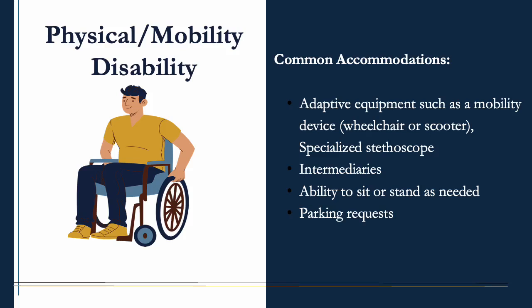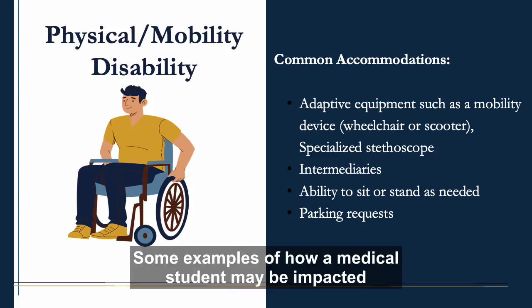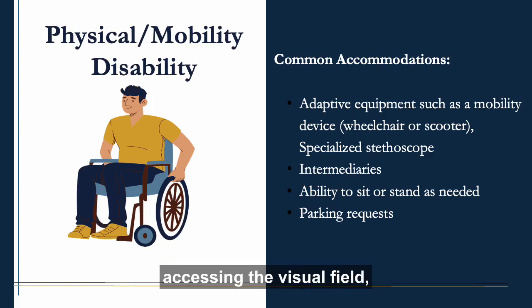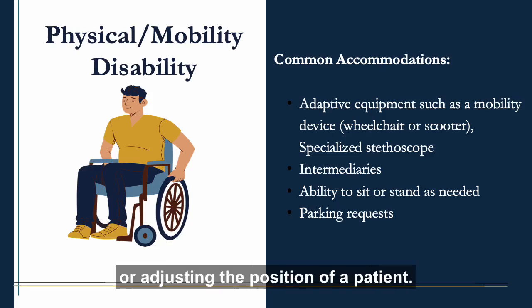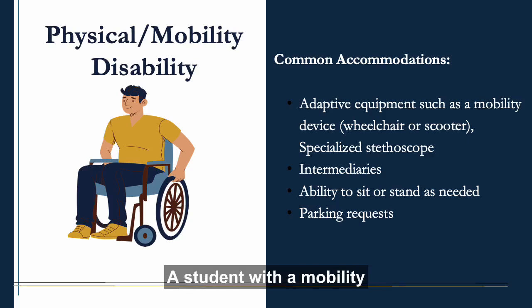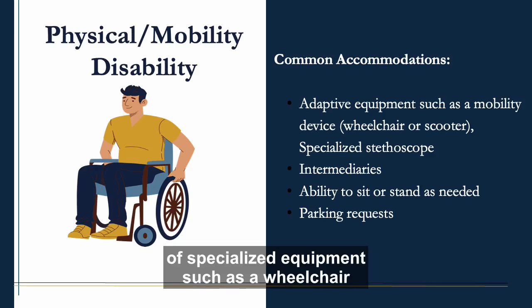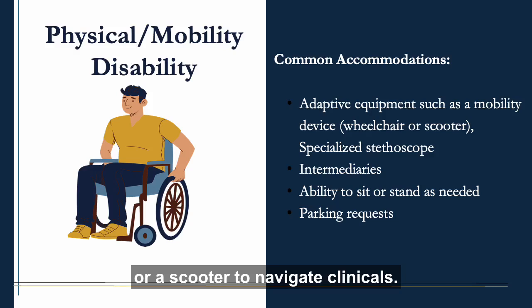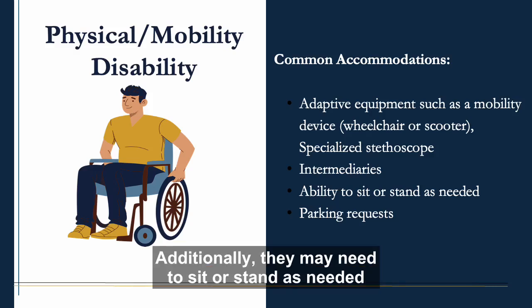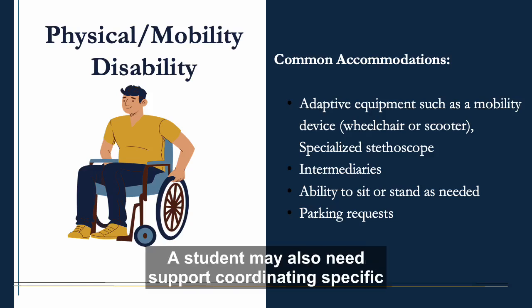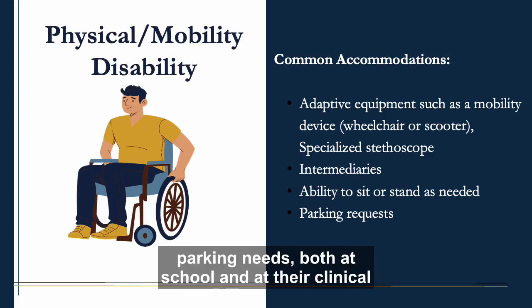While in school and training, some examples of how a medical student may be impacted by their disability are maneuvering on the wards, accessing the visual field, or adjusting the position of a patient. A student with a mobility or physical disability may require the use of specialized equipment, such as a wheelchair or a scooter to navigate clinicals. Additionally, they may need to sit or stand as needed or use an intermediary to help assist with tasks. A student may also need support coordinating specific parking needs, both at school and at their clinical site.